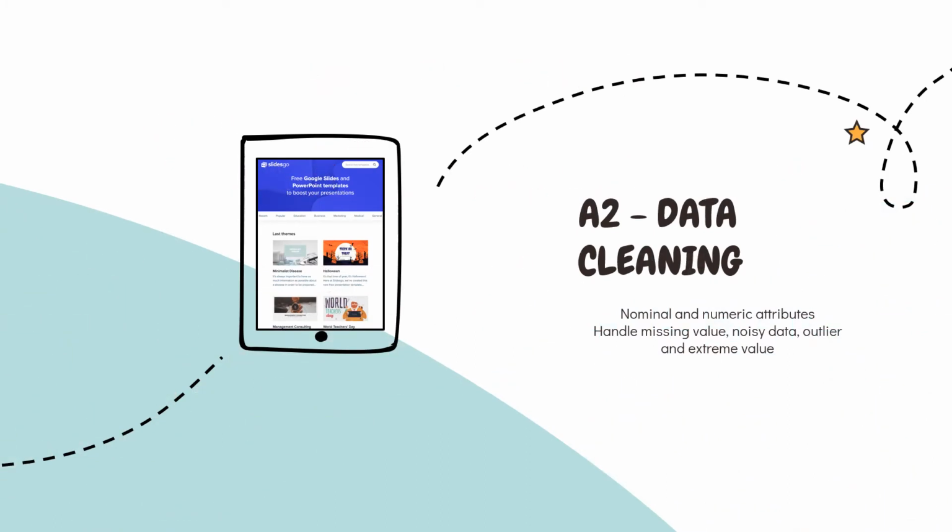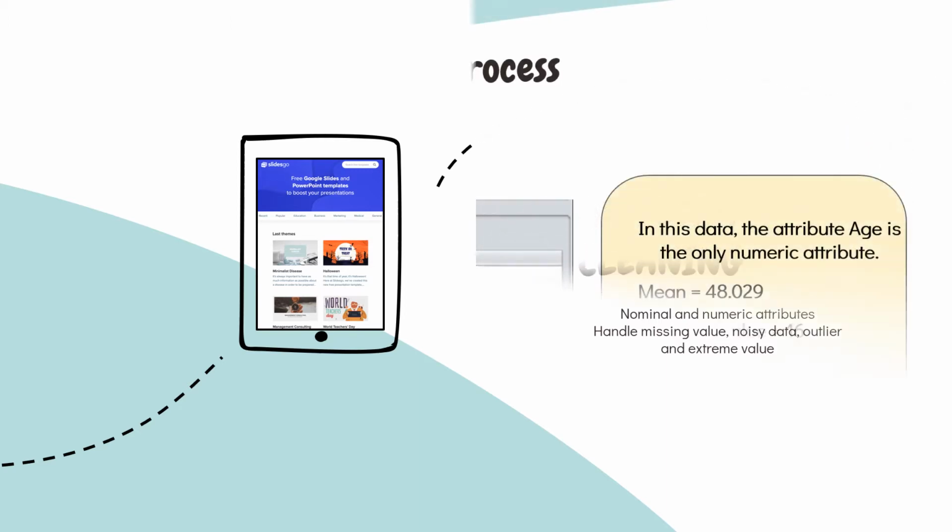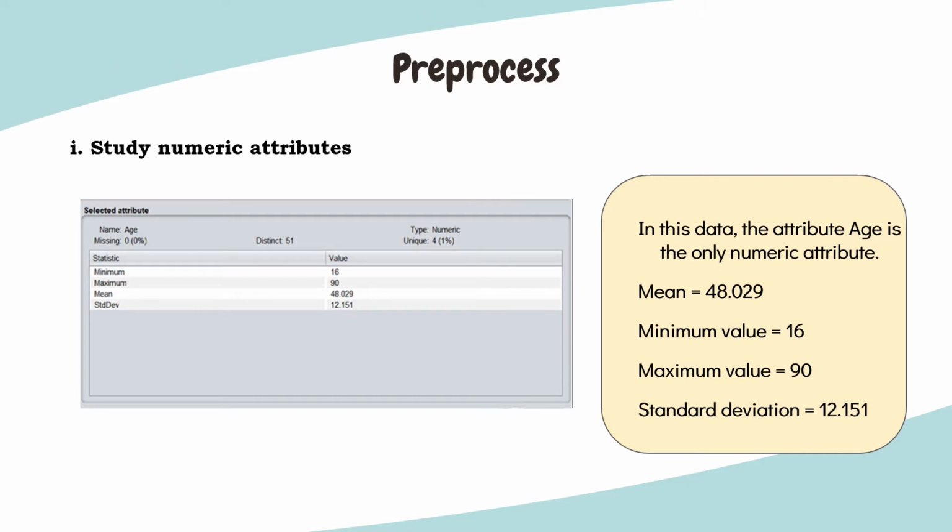For part A2, data understanding and preparation, which is data cleaning. In WEKA, data cleaning can be accomplished by applying filters to the data in the pre-process tab. In this part, we have the numeric attribute and also nominal attribute. For numeric attribute, age is the only attribute that is numeric in this data. For numeric attribute, there are mean value, minimum and maximum value, and standard deviation value. For this age attribute, the mean is 48.029, minimum value is 16, maximum value is 90, and standard deviation is 12.151.